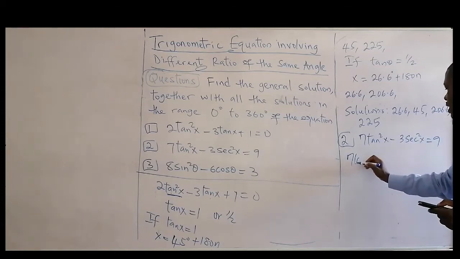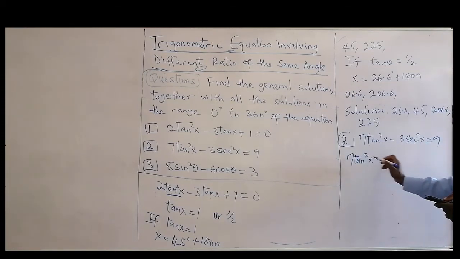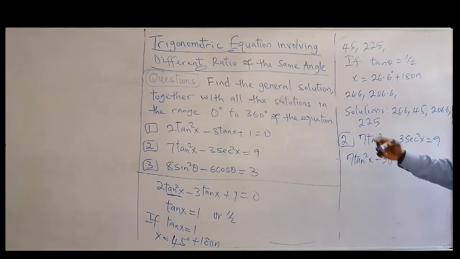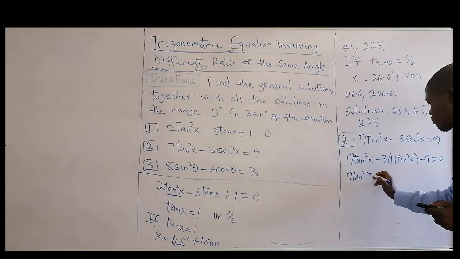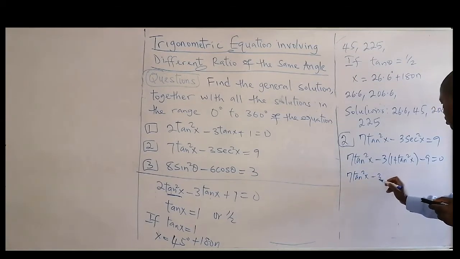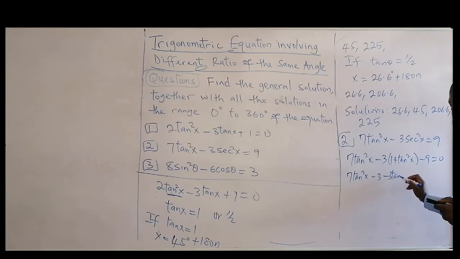This will be 7 tan square x minus 3 into bracket sec square x, which we said in the previous example is 1 plus tan square x. Then you can move this 9 to the other side, that will be equal to 0. Do the expansion. That will be 7 tan square x minus 3 minus 3 tan square x minus 9 equal to 0.